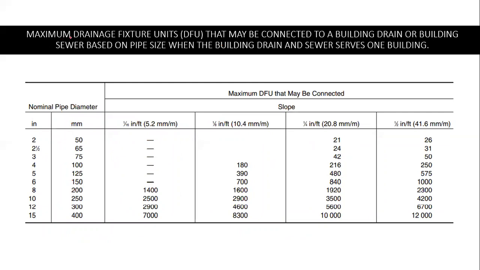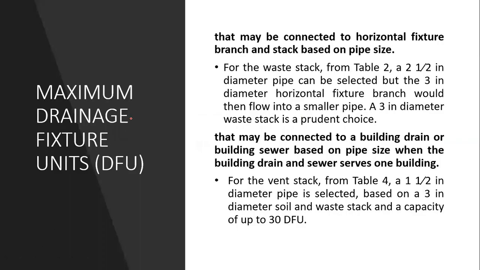Table 3 is the maximum drainage fixture units that may be connected to a building drain or building sewer based on pipe size when the building drain and sewer serves as one building. Maximum drainage fixture units that may be connected to horizontal fixture branch and stack based on pipe size.